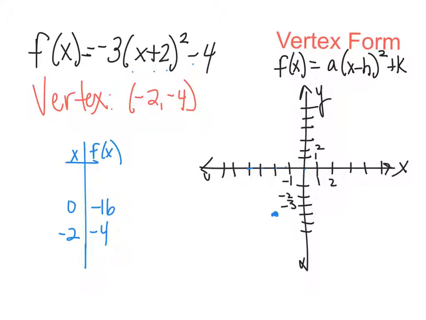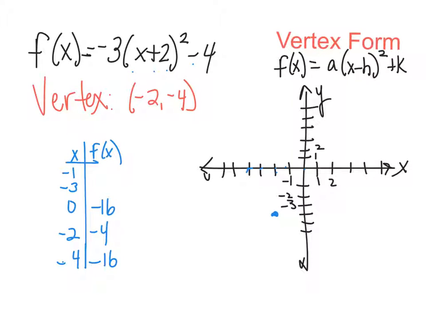If I plug in negative 4, it should give me the same thing. And we can plug it in. Negative 4 plus 2 is negative 2 squared is 4 times negative 3 is negative 12 minus 4, same value. And you're like, well, I didn't graph all the way to negative 16. So I'm just going to plug in negative 1, and on the other side is negative 3.